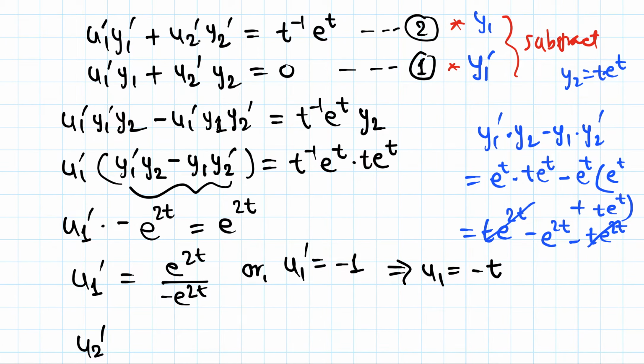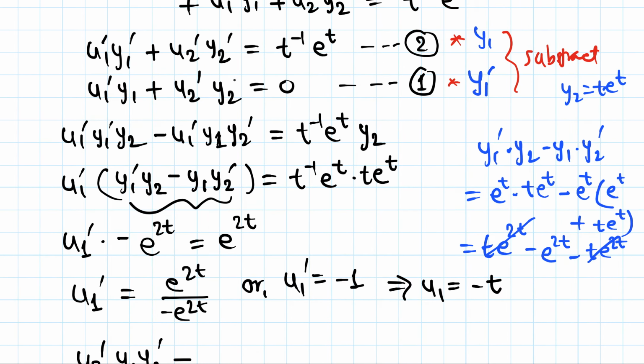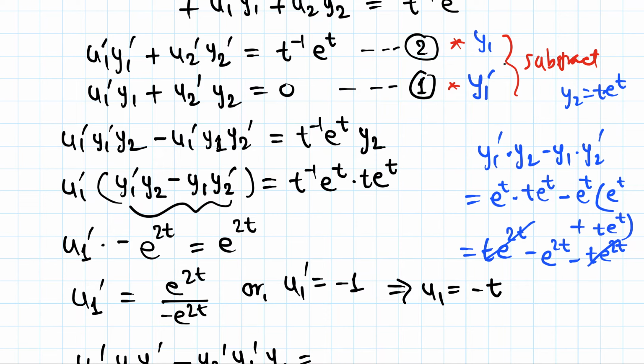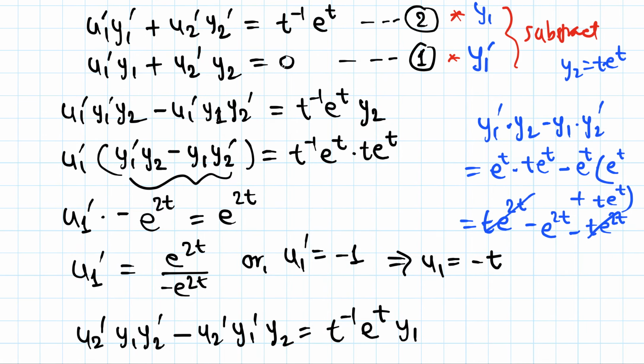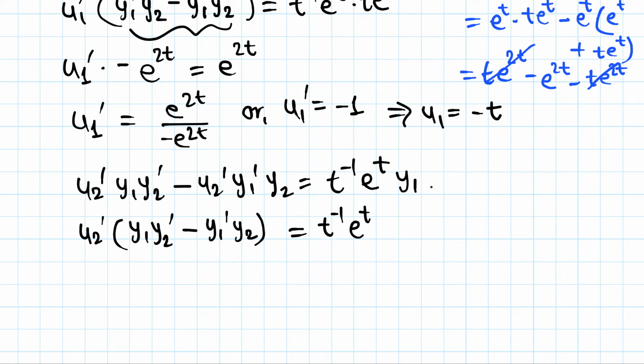We are multiplying by y1, right? y1 y2 prime minus, we are subtracting, second, u2 prime y1 prime y2 equals, multiply by y1, and minus there is nothing. Okay, we have this. Now we can factor u2 prime out: y1 y2 prime minus y1 prime y2 equals t to the negative 1 e^t and y1. y1, the first solution, is e^t, by the way.